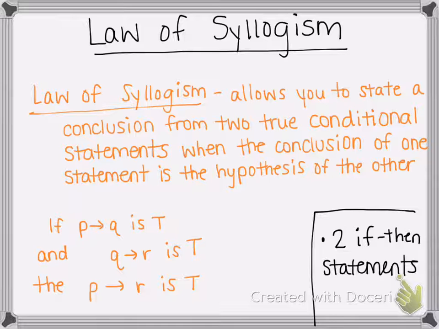Okay. Again, over here in the box, I want to point out that the law of syllogism is two if-then statements. So detachment was an if-then statement and just a regular statement. Law of syllogism is two if-thens. So I kind of remember that between the two, syllogism has two L's, and I have two if-then statements. It's the best I got for you.